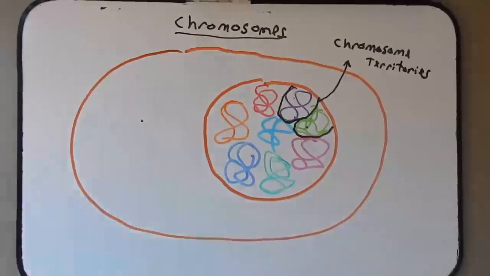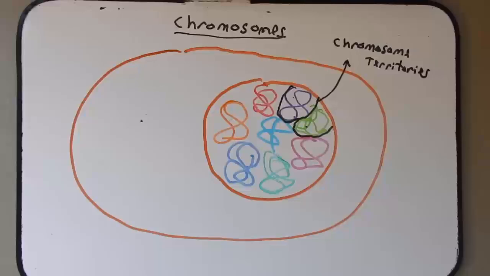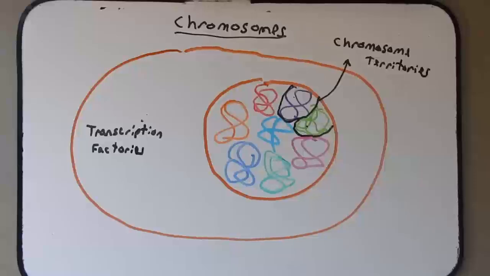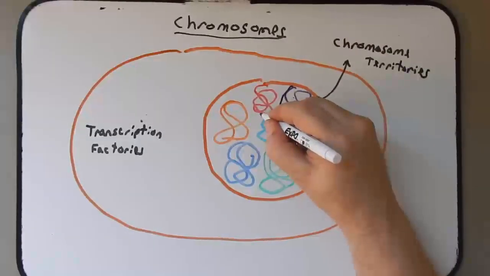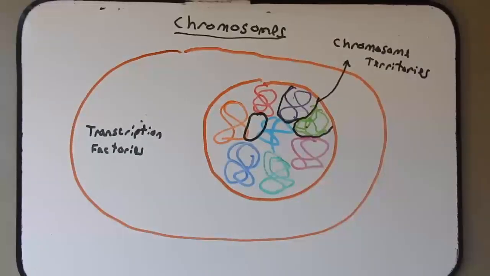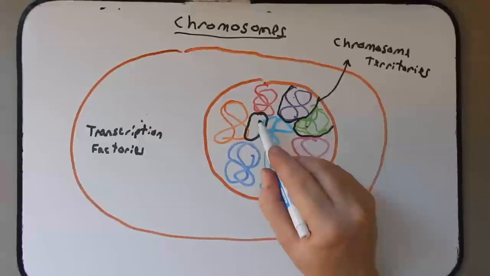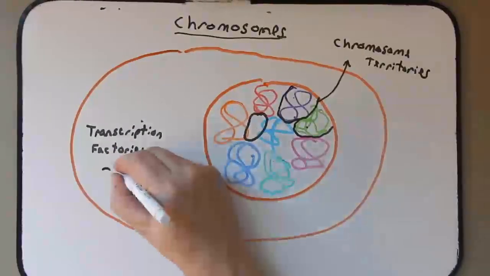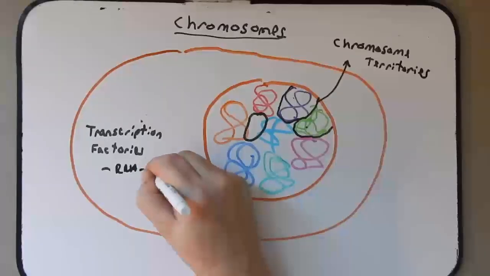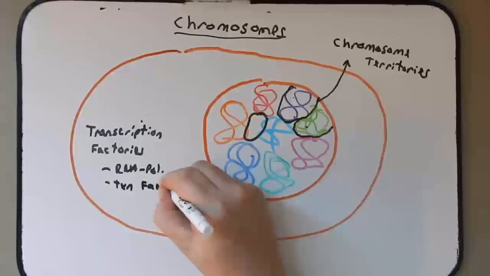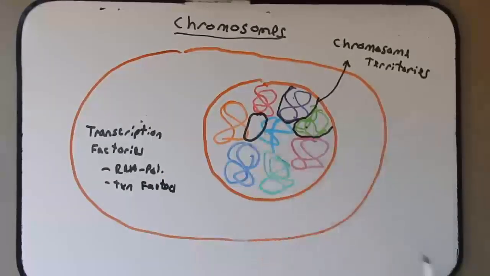Now, another term I want to talk about is called transcription factories. And what these are is regions. I'm just going to circle a region right here that doesn't have any chromosomes in it, but will contain all the transcriptional proteins necessary. So in these transcription factories, there will exist RNA polymerases and transcription factors, as well as other proteins necessary to turn genes on and off.